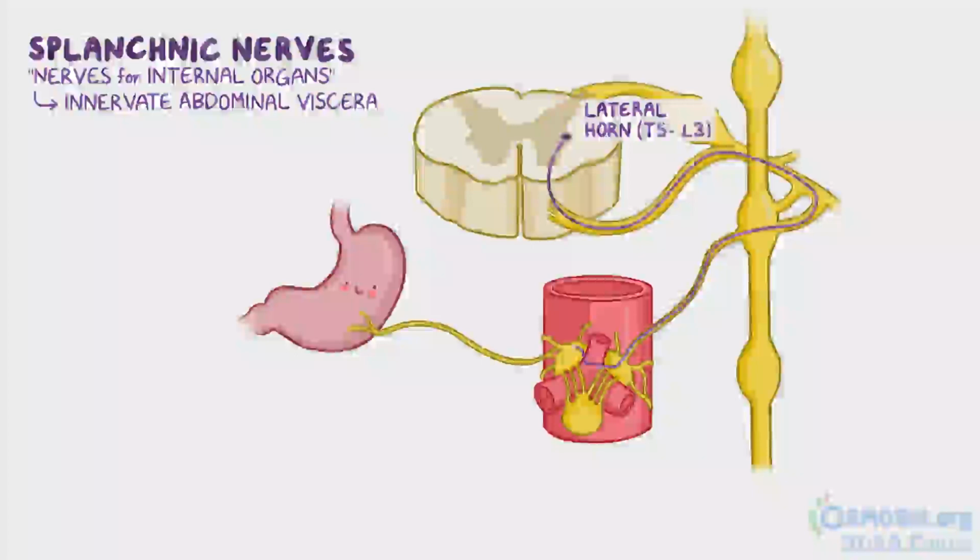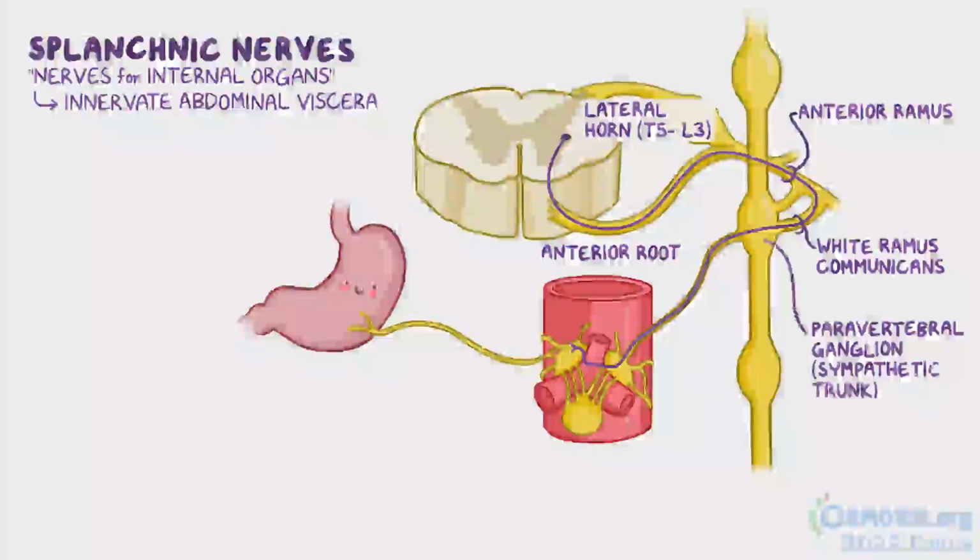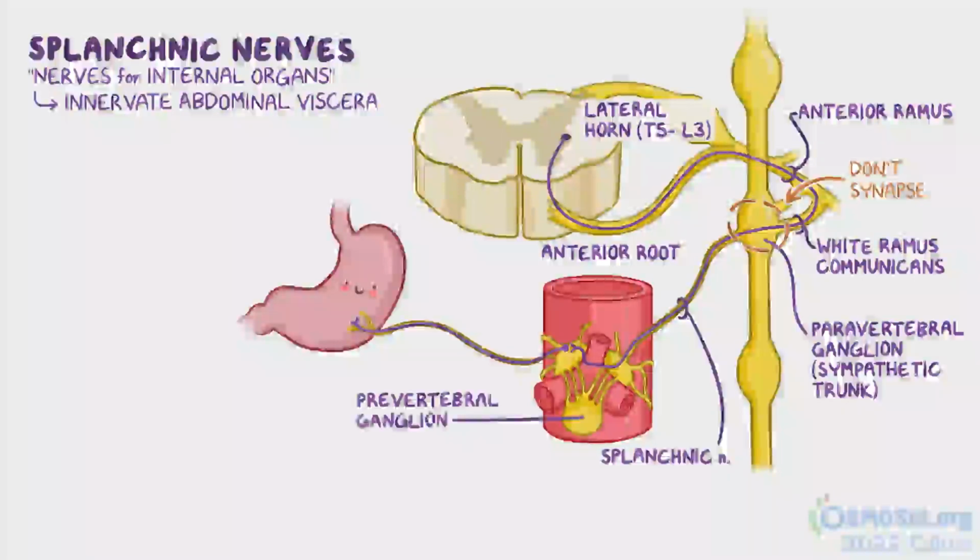The fibers first pass through the anterior roots, the anterior rami, and the white rami communicantes of the thoracic and upper lumbar spinal nerves. Then they reach the chain of paravertebral ganglia, which are the sympathetic ganglia lying close to the spine, which are linked to form the sympathetic trunk. Sympathetic fibers pass through the paravertebral ganglia without synapsing, and they enter the different abdominopelvic splanchnic nerves, which carry these fibers to the prevertebral ganglia in the abdomen.